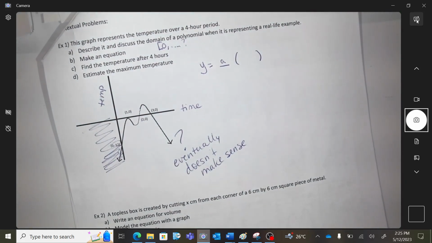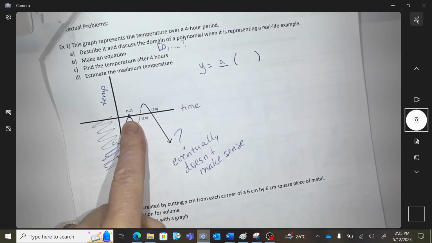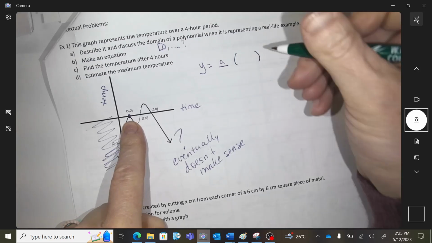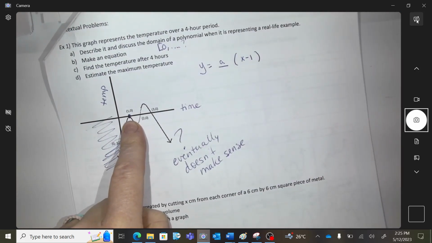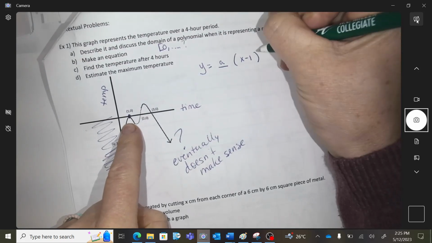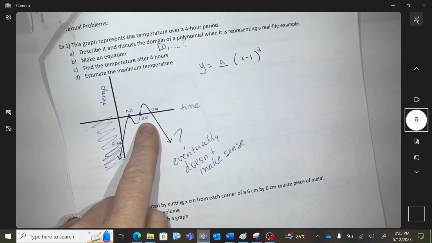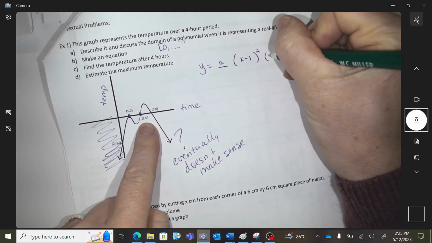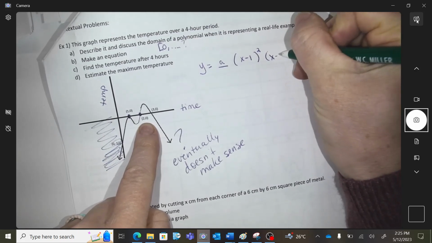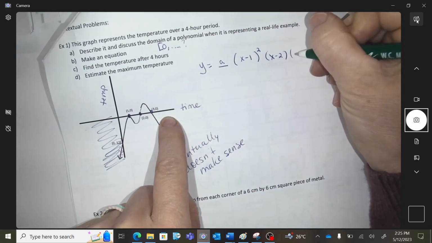Okay, I need a factor. What's this? X-intercept of 1. So what's the factor? X minus 1. Oh, it's bouncing there. Squared. Then there's an x-intercept of 2. So what's the factor? X minus 2. And then there's an x-intercept at 3.